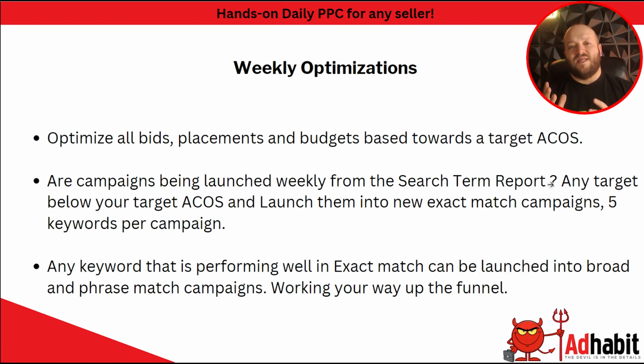But what you want to do is take those and start to add them to exact match and exact product targeting campaigns, so you can control a little bit of the impressions and put the right bid to maximize your orders in each one of those targets at your target ACoS. And this really helps to grow your account over time. So I suggest going into your search term report every single week, figuring out where you performed well, and make sure to launch those new campaigns every week.